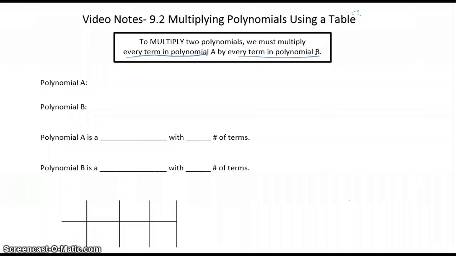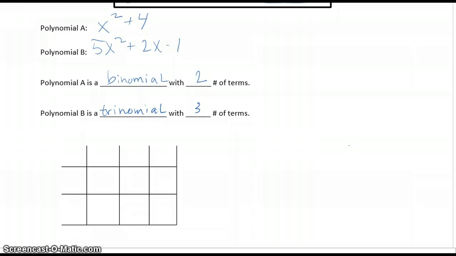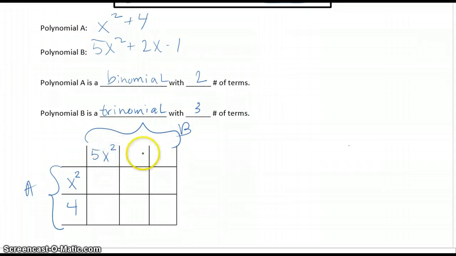So, for example, let's say that polynomial A, our first polynomial, is x squared plus 4, and polynomial B is 5x squared plus 2x minus 1. Polynomial A has two terms, so it's a binomial. Polynomial B is a trinomial that has three terms. If we look down here at our chart, we're going to put polynomial A, the two terms, along the side, and the terms of polynomial B up on the top. So we'll have x squared and 4 for polynomial A. And for B, our first term is 5x squared, that goes in the first box, 2x in the second, and minus 1 or negative 1 in the third box.